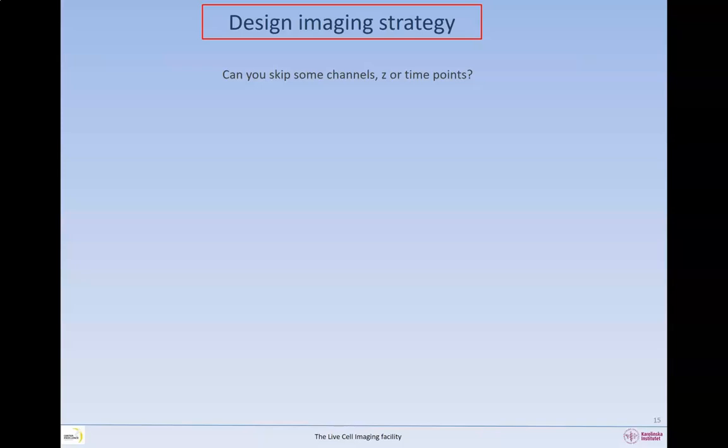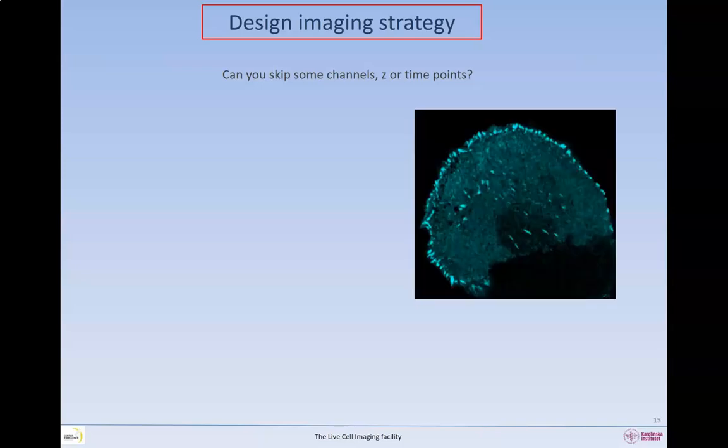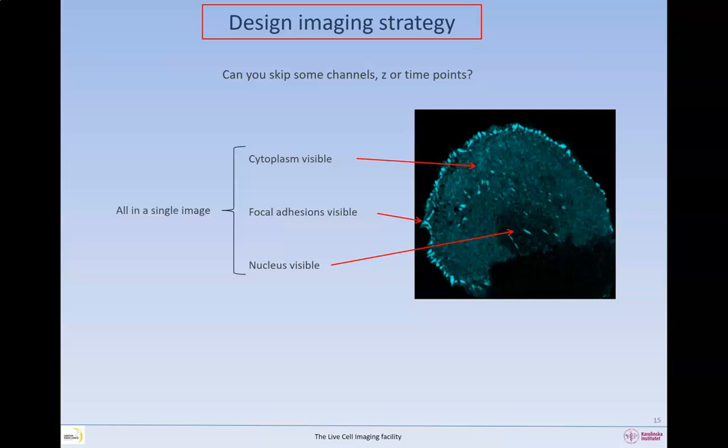For example, in this image, we used only one channel, and focal adhesions are labeled, and we can clearly see them. Although there is only one channel, it gives us a lot of additional information. For example, by pushing the brightness in the image a little bit, we easily see the cytoplasm, and this will help us segment the whole cell. We can also see a dark area where the nucleus is located, so we could also segment the nucleus if needed. All this information in one single image.